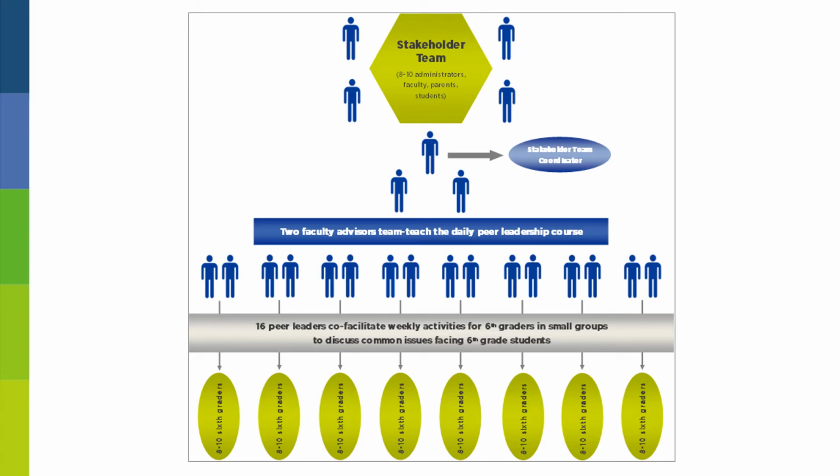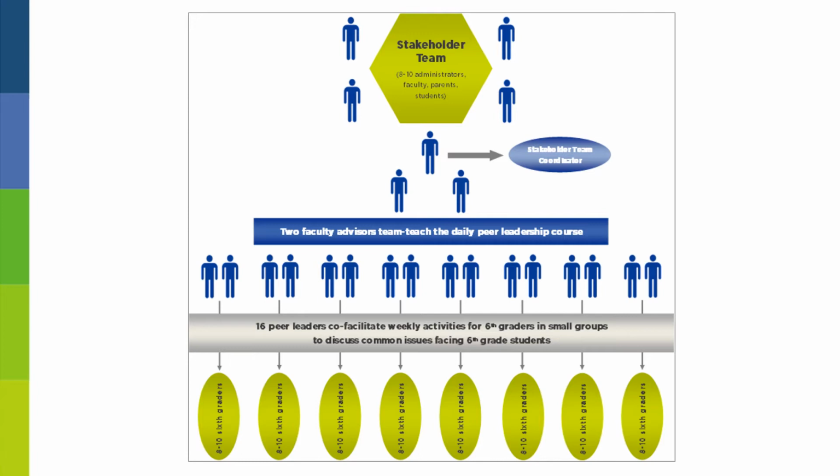Just below the stakeholder team on the diagram is the faculty advisor team. In addition to being key members of the stakeholder team, these 2 individuals team teach the daily peer leadership course for the 8th graders and prepare peer leaders to be role models and mentors for 6th grade students. Finally, peer leaders co-facilitate weekly outreach sessions in pairs or triads with small groups of 8 to 10 6th graders.